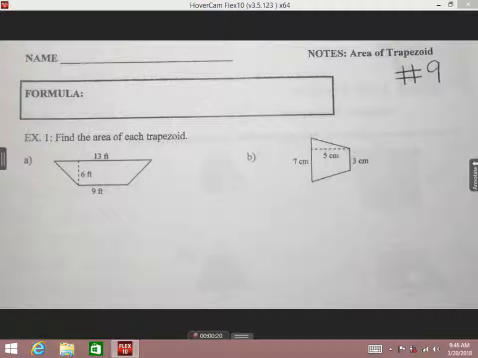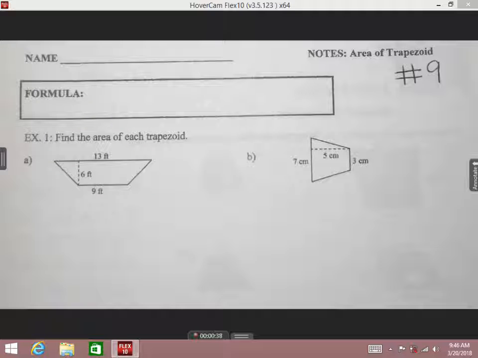What's my formula for a parallelogram? Area equals base times height. A equals BH. What is my formula for the area of a triangle? Carson? Base times height divided by 2. A equals base times height still, but we've got to divide by 2.